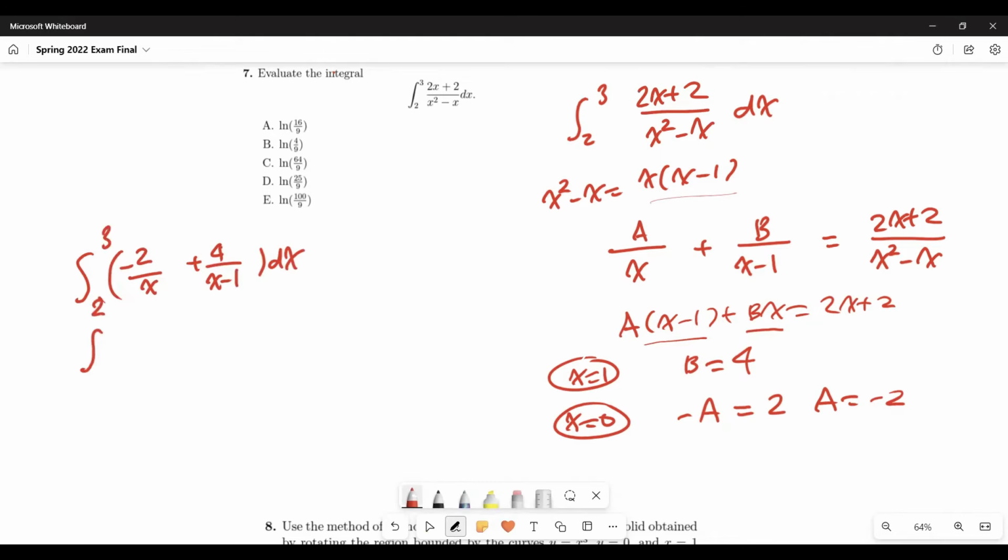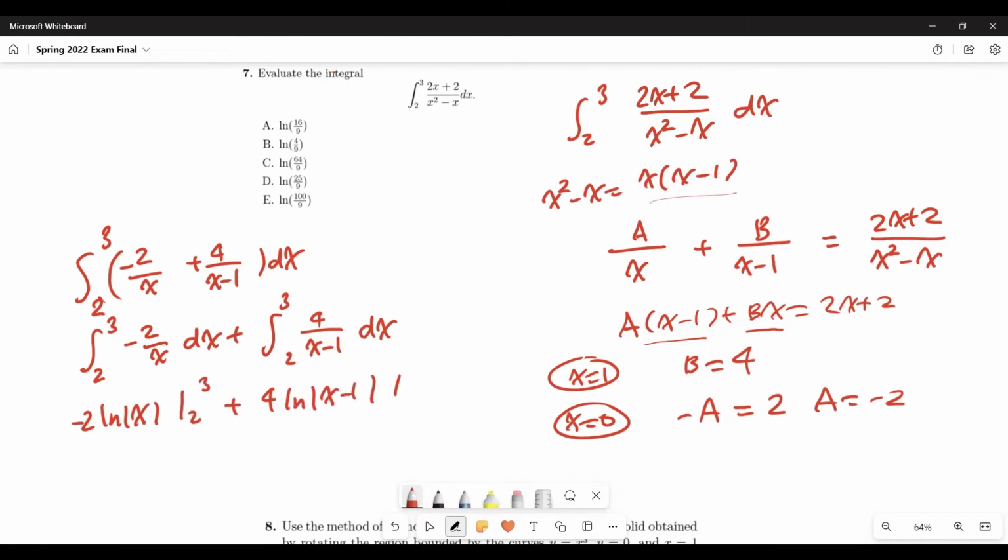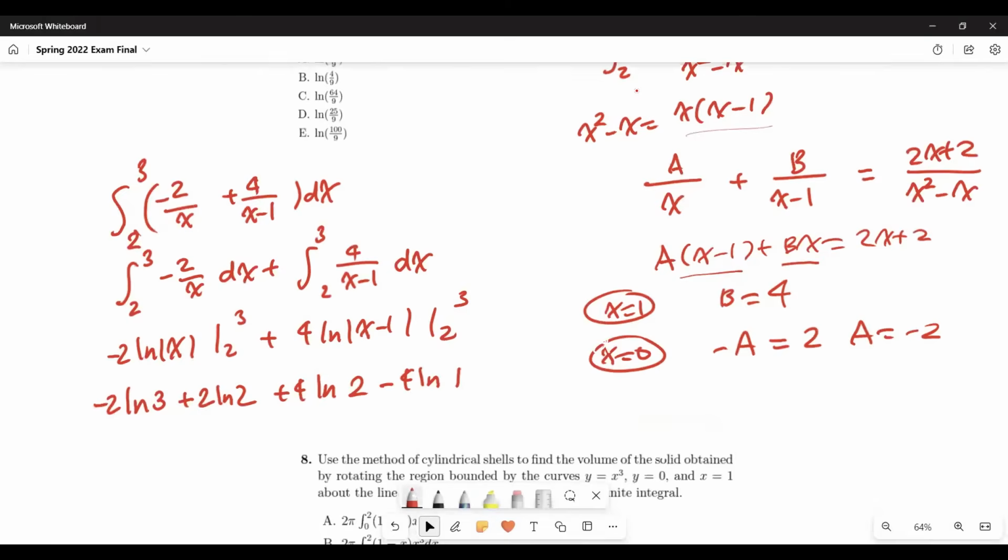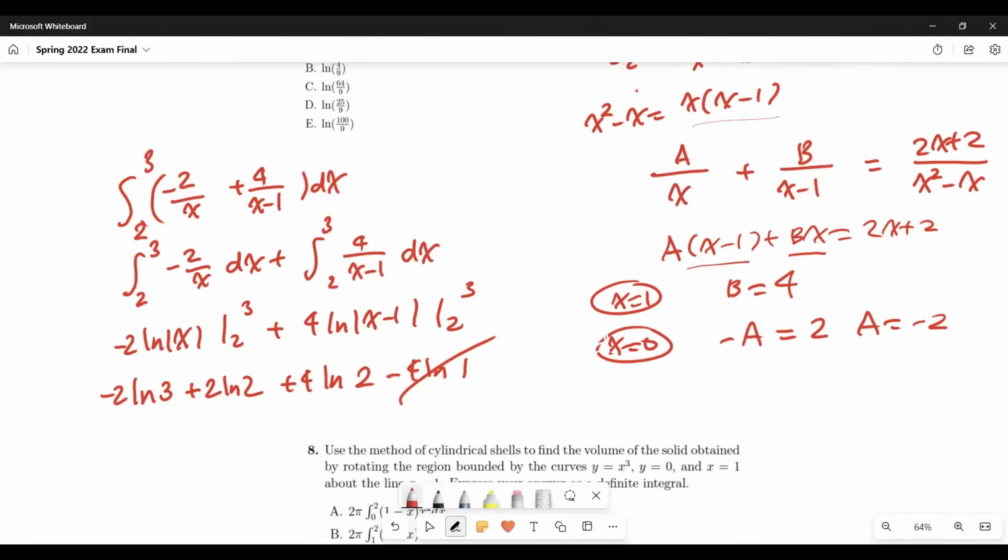So this is the integral from 2 to 3 of negative 2 over x dx plus the integral of 4 over x minus 1 dx, from 2 to 3. So this is negative 2 ln of x, from 2 to 3, plus 4 ln of x minus 1 from 2 to 3. This is negative 2 ln of 3 plus 2 ln of 2 plus 4 ln of 2 minus 4 ln of 1, which is 0. Cool. This is negative 2 ln of 3 plus 8 ln of 2.